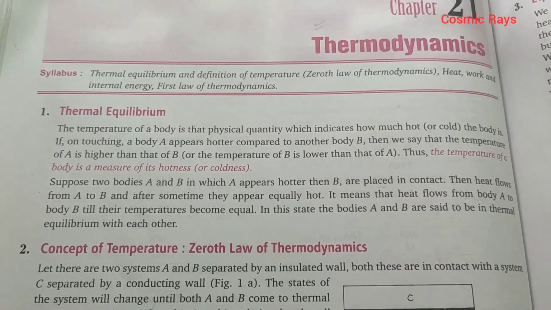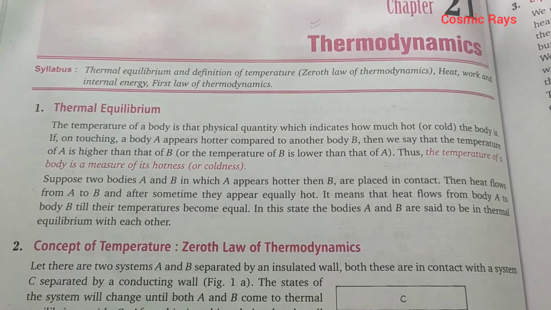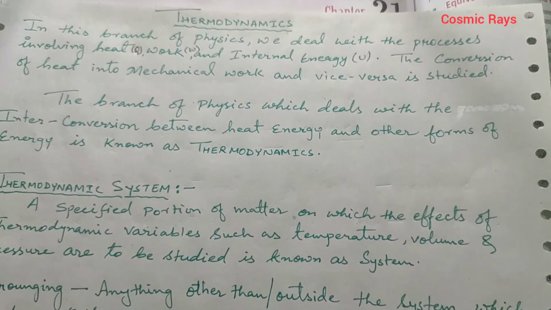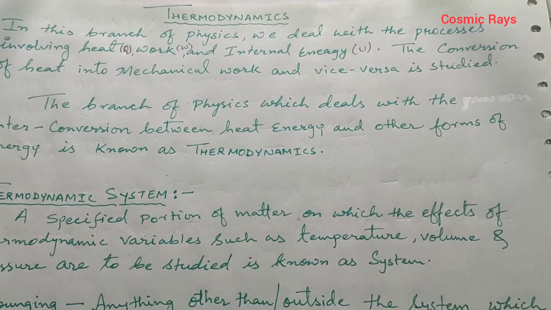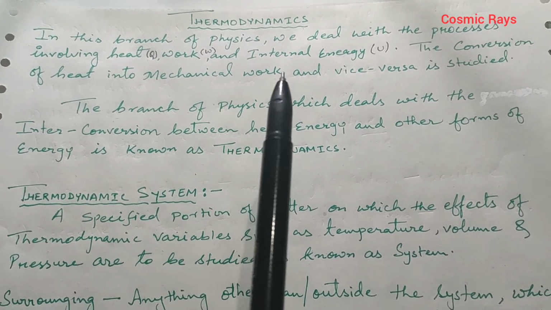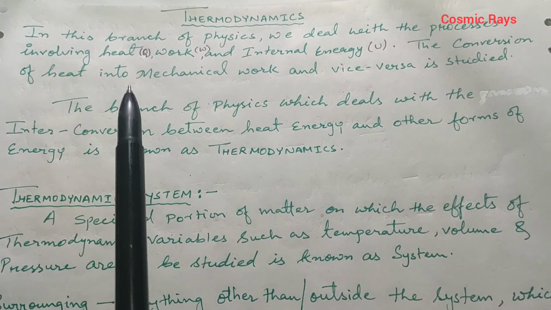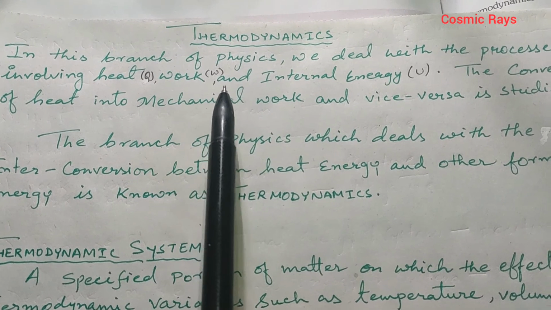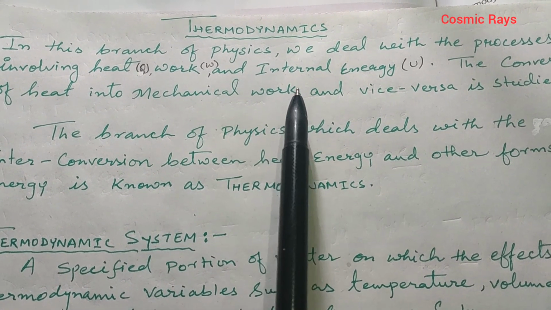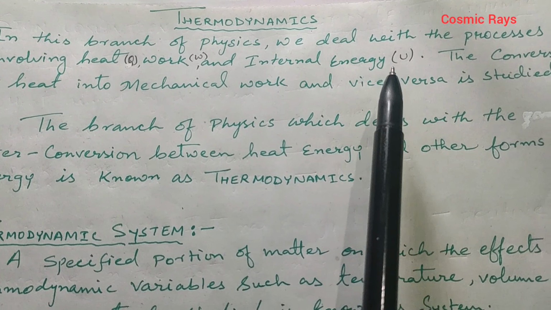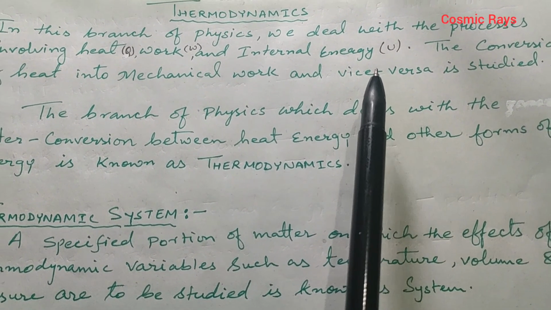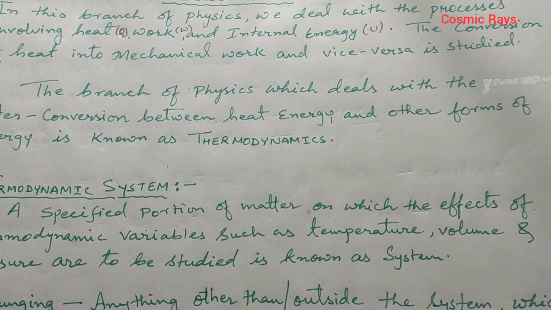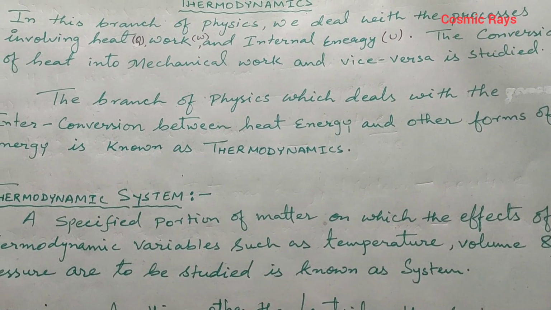First of all, we would define thermodynamics, and it is defined as the branch of physics which deals with the conversion of heat into other forms of energy. So, in this branch of physics, we deal with the processes involving heat, which is denoted as Q, work, which is denoted as W, and internal energy, which is denoted as capital U. So the conversion of heat into mechanical work and vice versa is studied in the thermodynamic portion.